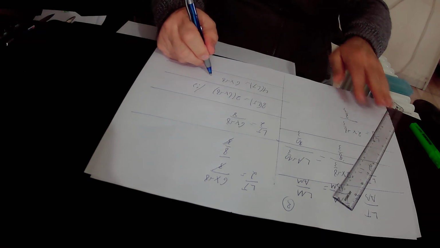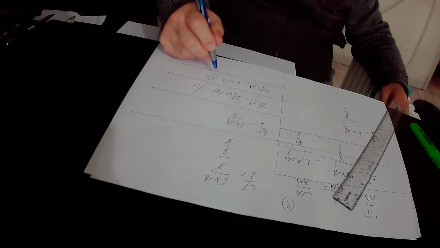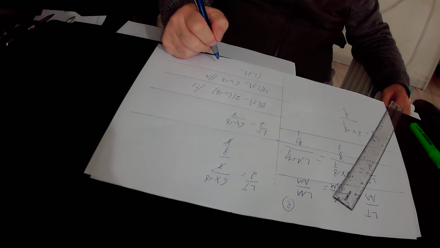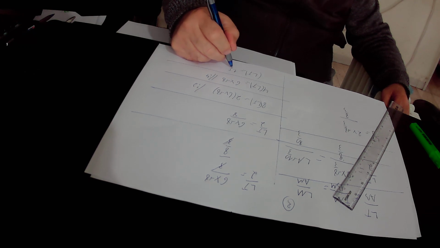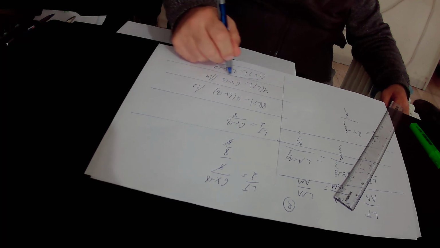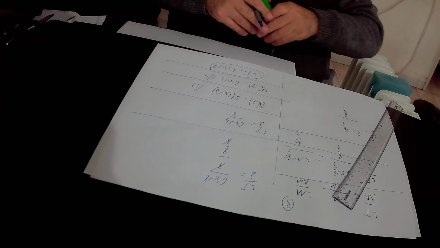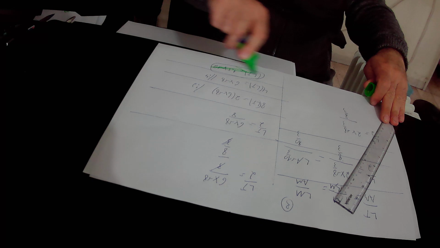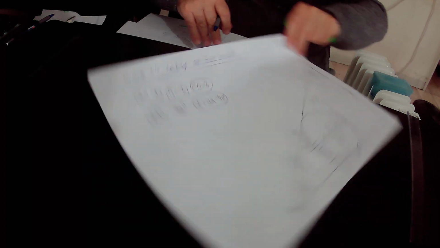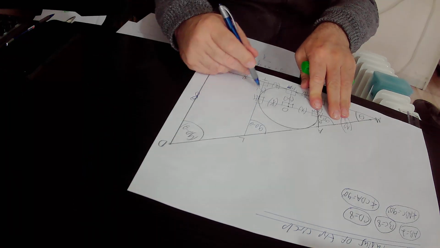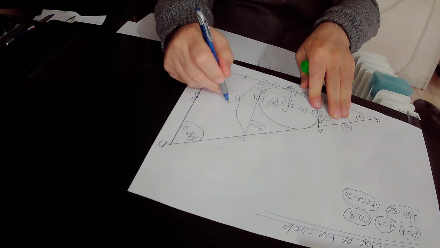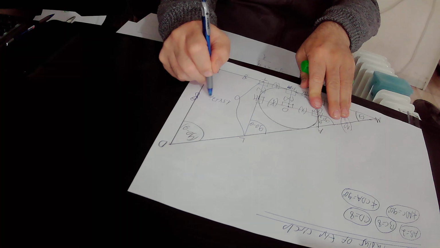Here we divide this equation by 4. And finally we get that LT equals 6x over 4, which is 1.5x, plus 8 over 4, which is 2. So in conclusion, LT equals 1.5x plus 2. So this line segment LT equals 1.5x plus 2.